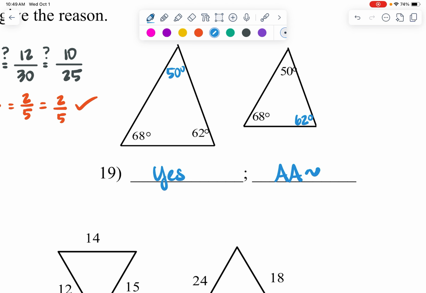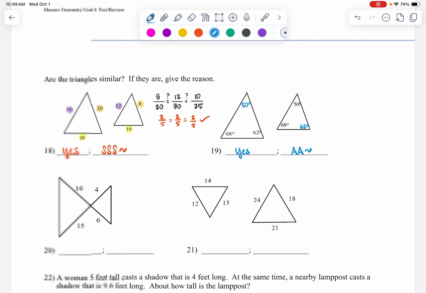Please don't write AAA. The theorem or the postulate is called angle, angle, because if 2 angles are the same, then the third angles are automatically the same, so it's kind of redundant to write that.